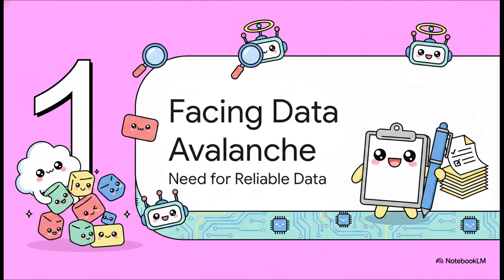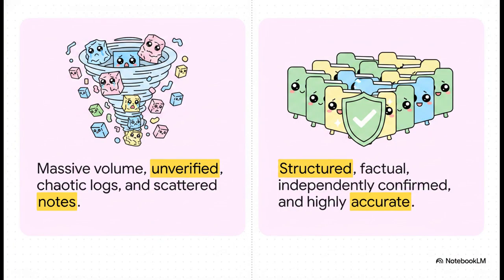Starting off with Section 1, facing the data avalanche and why we desperately need reliable data. It's honestly like night and day when you look at the messy reality of raw organizational data versus the structured perfection required by an audit. Think about it. When an auditor evaluates a high-stakes AI system, say a machine learning model used in healthcare diagnostics or financial loan approvals, they can't just sift through a chaotic pile of raw logs and scattered sticky notes. If they base their findings on unverified or incomplete data, it leads to incorrect conclusions, which completely invalidates the whole audit. They have to transform that raw mess into structured, factual, and highly accurate verifiable evidence.